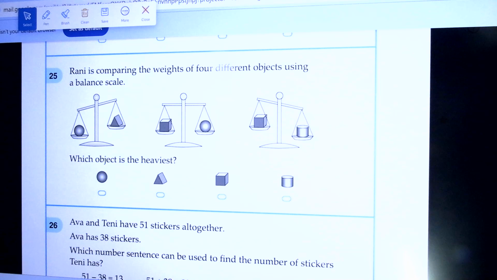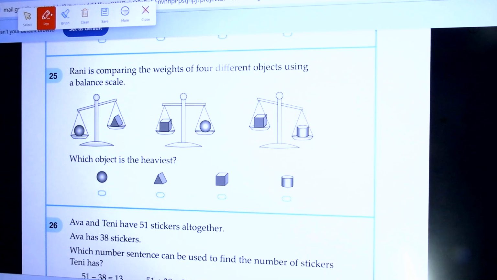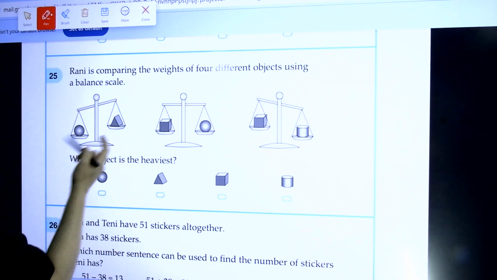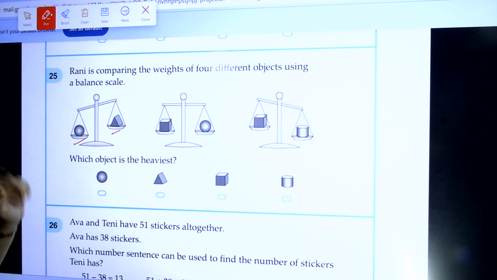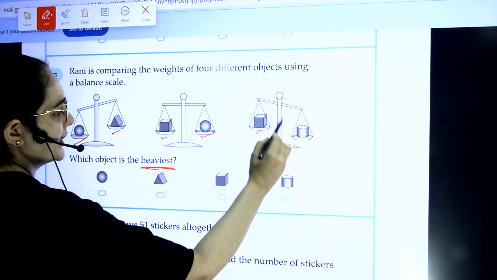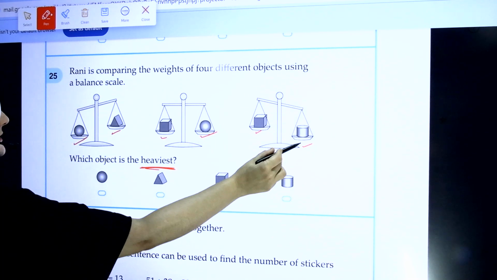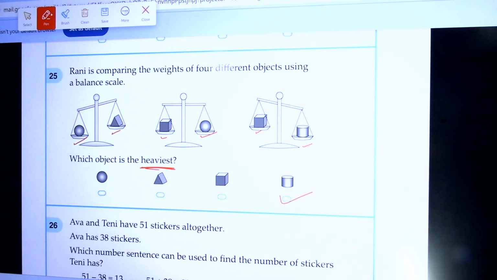One more question, the last one. Rani is comparing the weights of 4 different objects using a balance scale. Which object is the heaviest? See, this sphere is heavier than this triangular prism. This sphere is the same as the cube, but the cube is lighter than the cylinder. That means they are both lighter than the cylinder, so the cylinder is the correct answer.